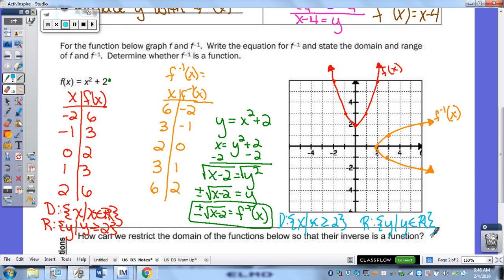So then our last part, is our inverse a function? No. It would fail the vertical line test. Like, for example, if I drew a vertical line here, it would hit twice. If you looked at your table, you have domain values that end up getting repeated. So not a function.